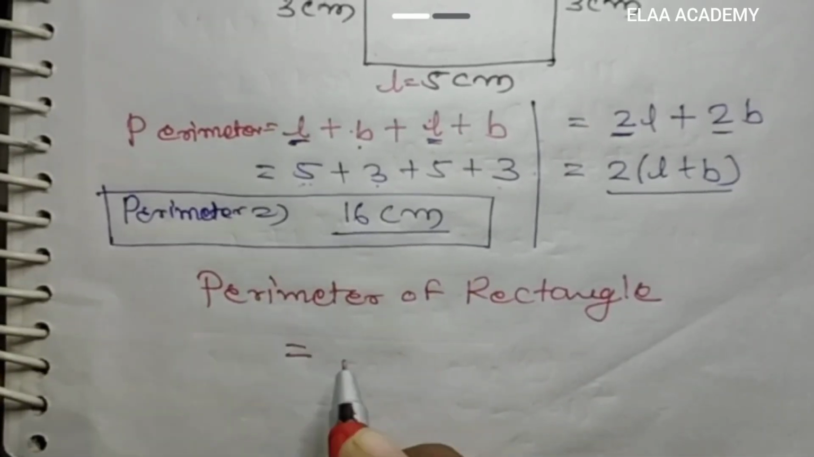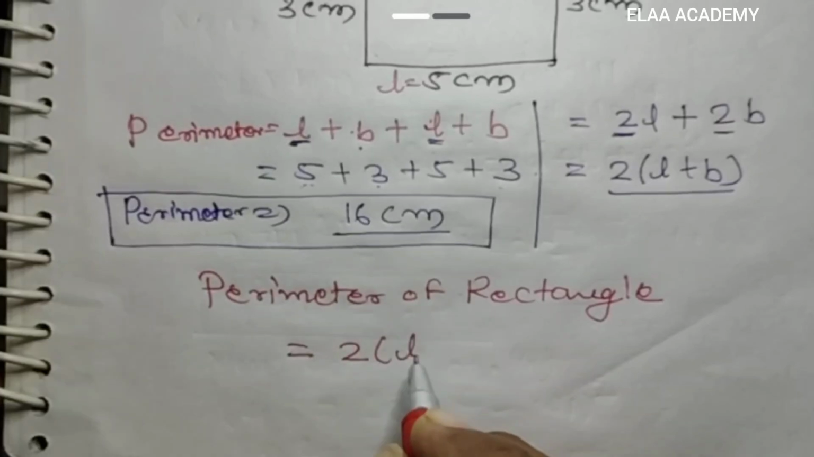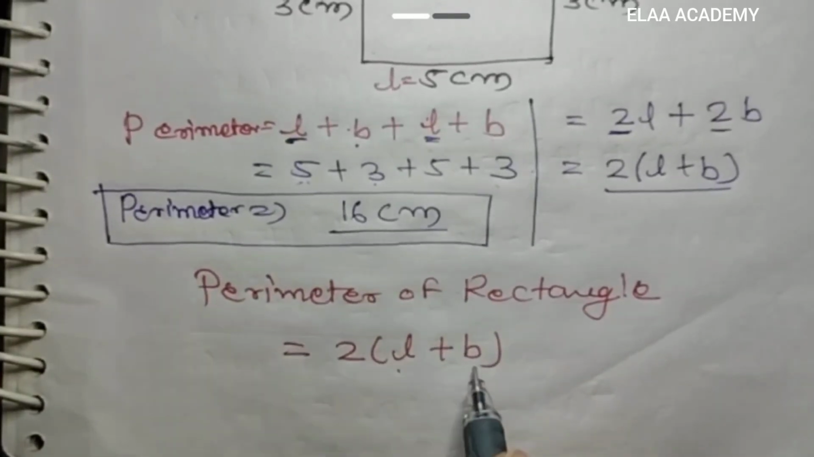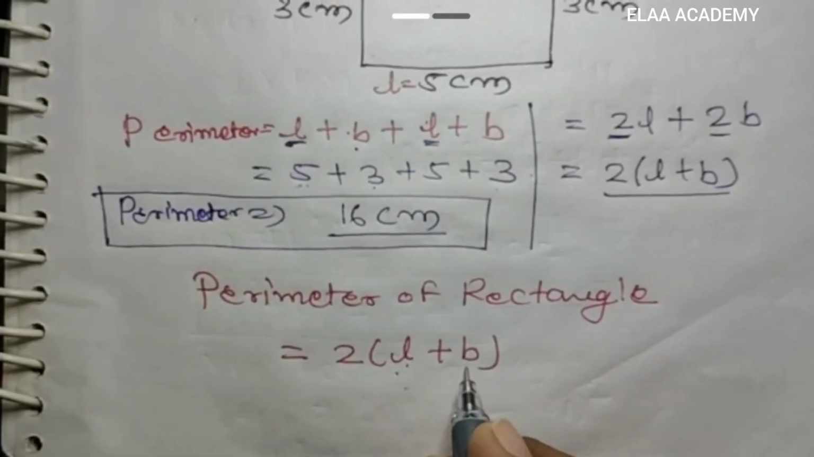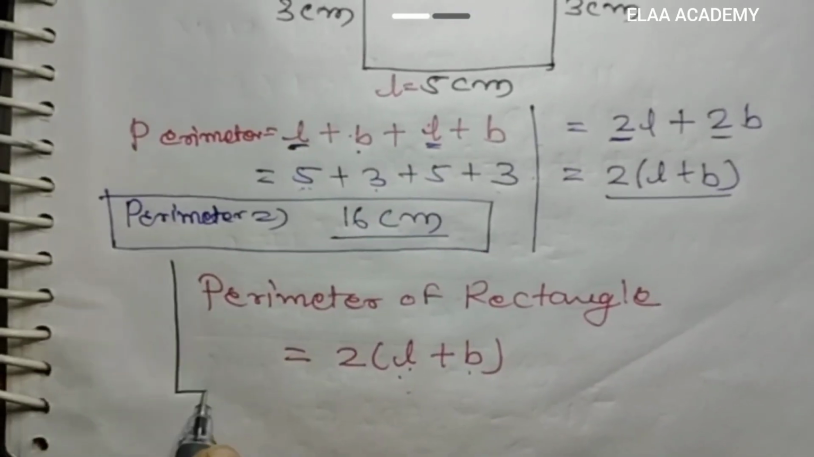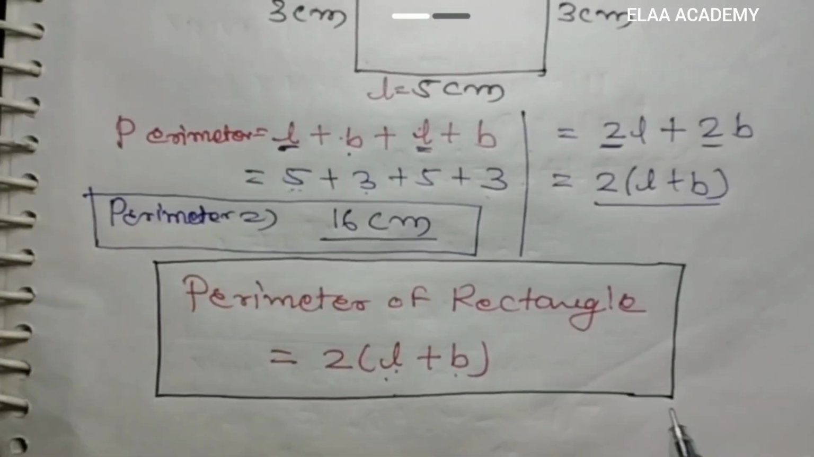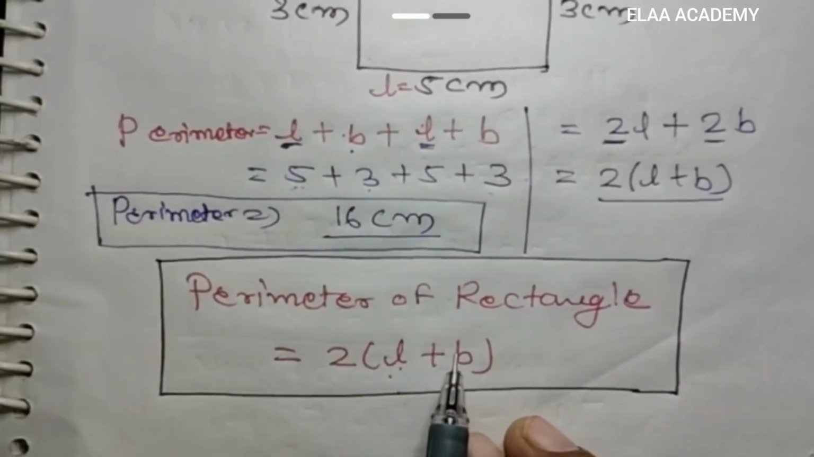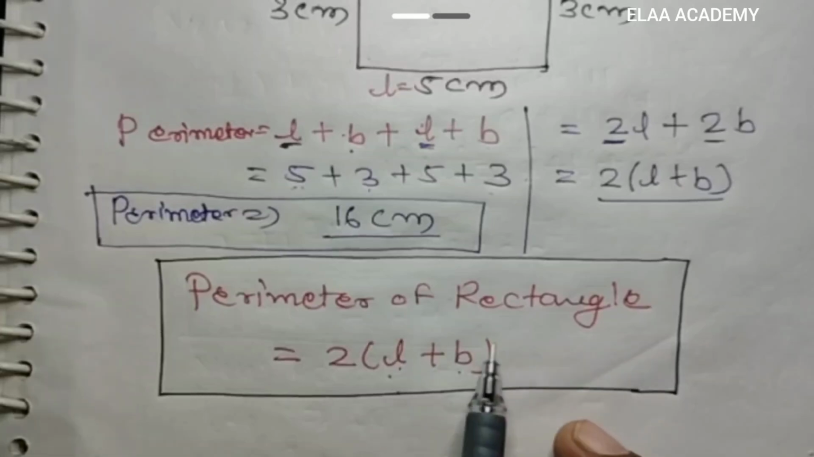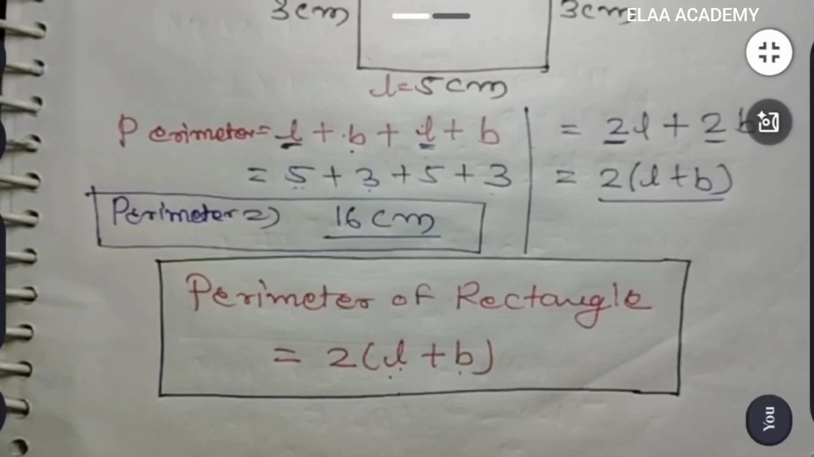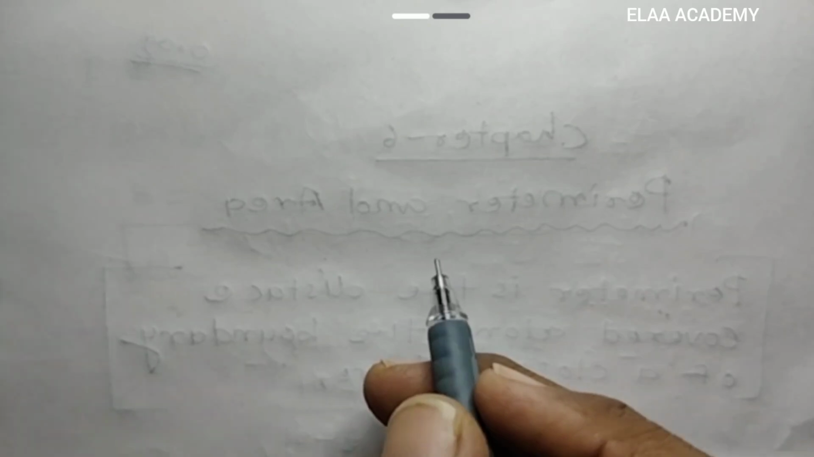Perimeter of a rectangle can be given as 2(L plus B), where L is equal to length and B is equal to width. Understood? This is the formula of the perimeter of a rectangle.